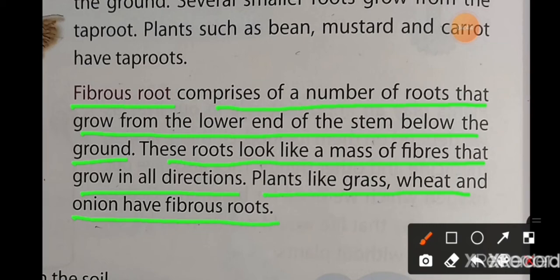So, the fibrous root comprises, that means it has, a number of roots that grow from the lower end of the stem below the ground. These roots look like a mass or bunches of fibers and they grow in all directions. Their examples are grass, wheat and onion. Let's see the picture of the fibrous root.